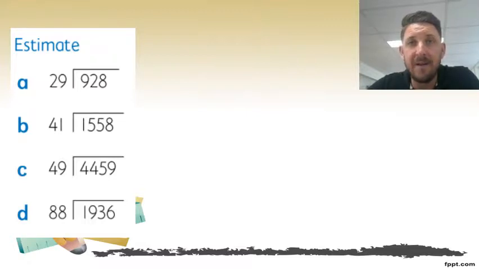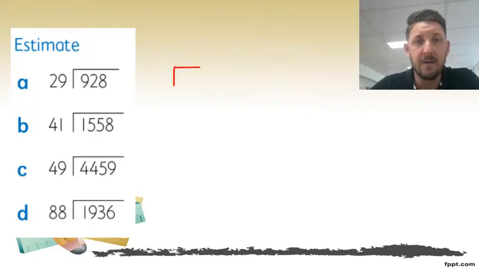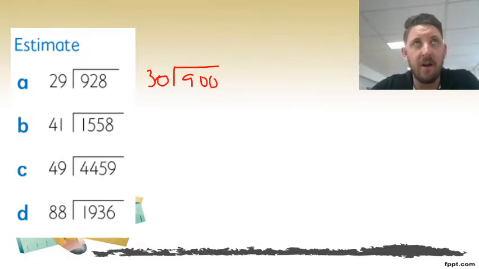Now, what we need to do is look at numbers that we know can be multiples of each other and that will fit. So if we have a look at the first one, I'm going to change it to be 30 into 900. If I look at 30 into 900, I might be able to work that out, but there's an easier way of doing it.